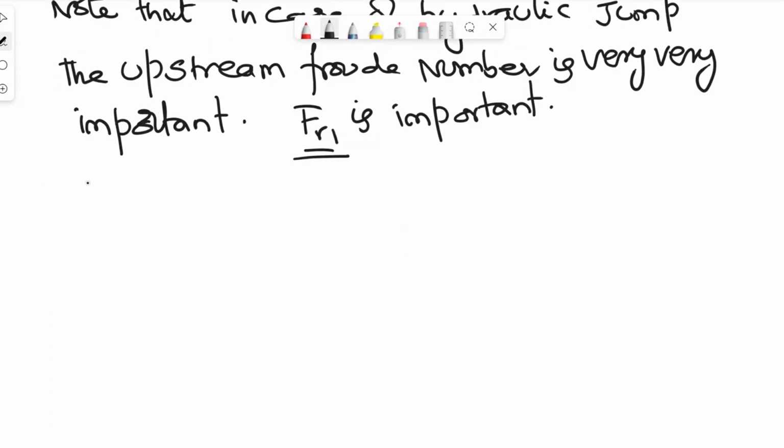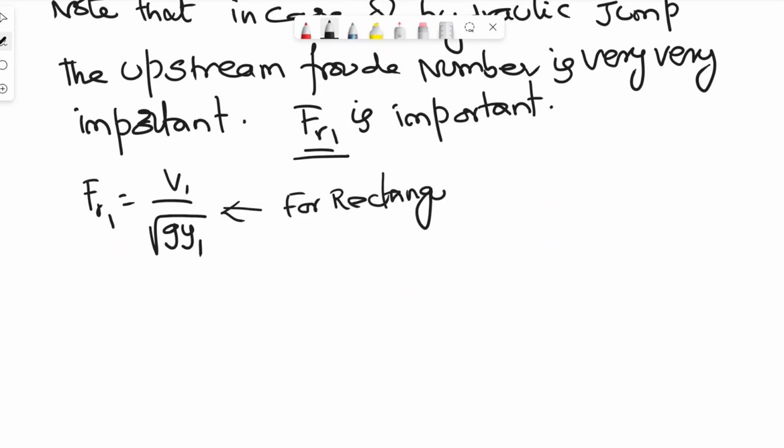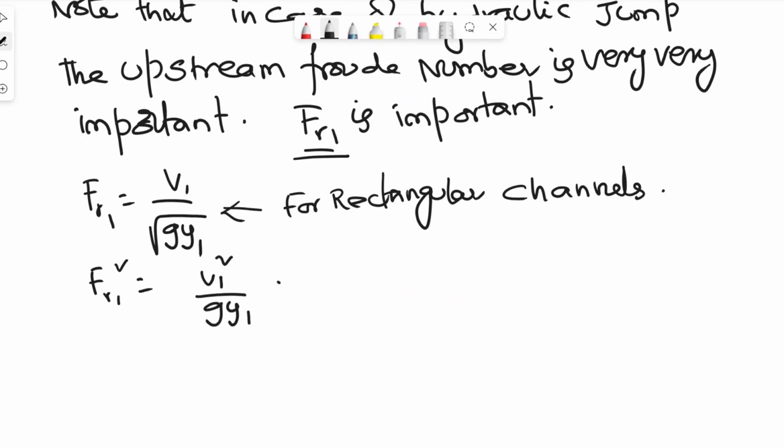So what is FR1? For a rectangular channel, naturally it should be V1 by root g y1, because the general equation for Froude number is V by root gD. But when we take a rectangular channel, the hydraulic depth D becomes A by T, which is By by B. B will cancel, so in rectangular channels the hydraulic depth is equal to the depth of flow. That's why FR1 is equal to V1 by root g y1 for rectangular channels. That is what you should remember. Or FR1 square is equal to V1 square by g y1. If you remember this, the rest I will show you.